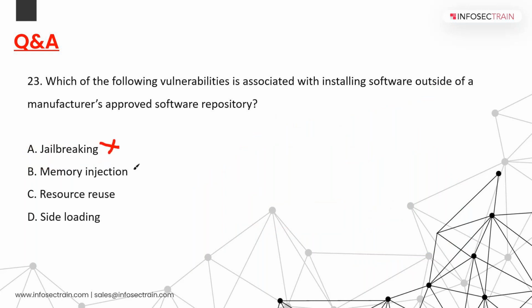Then we have the memory injection part, where what you do is inject some malicious code. So this is also not the correct answer here. And then you have the resource reuse. That is also not the correct answer. The question is about the vulnerability associated with installing software. So resource reuse is not the correct answer, neither is memory injection, nor is jailbreaking. They are different concepts in themselves. Then comes side loading. Side loading is fulfilling what the question says.